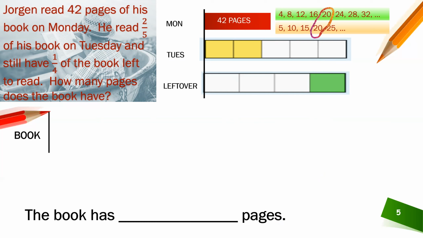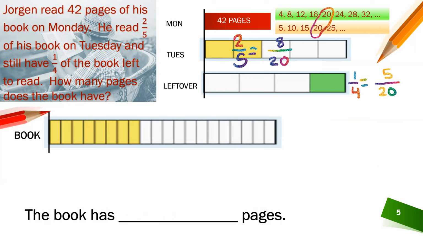So what we're going to do is to draw that book, but we're going to use, instead of 2/5, 8/20. And then instead of 1/4, we're going to use 5/20. Now I can represent the book with 20 equal parts and be able to show both the yellow and the green in the same picture.